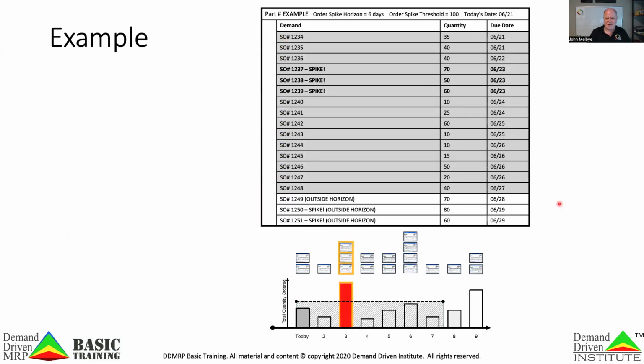A couple of examples just to highlight this. We have three orders due on the same day. Therefore, if we add those up, they exceed our spike threshold of 100. And so we're going to include those in the qualified spike in the net flow equation. We have spikes out here, but they're outside of the horizon, so we're not going to consider those yet. We'll consider them in a couple of days when that slides inside of that order spike horizon.